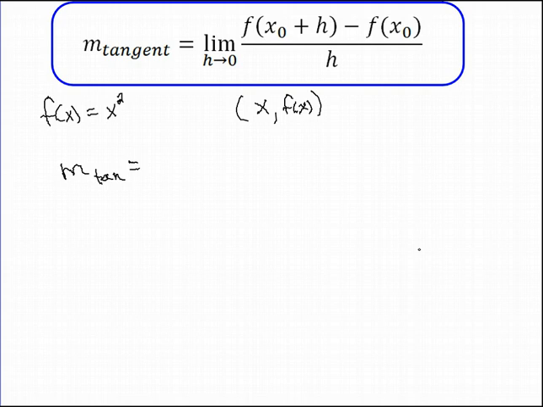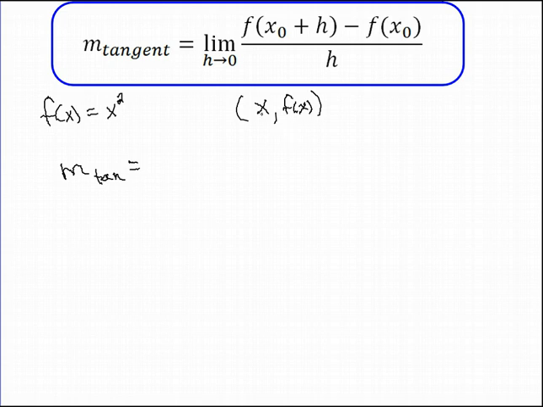Now let's pause for a second and figure out why we would want to do this. Why are we doing this? This will give us a function. At the end, this will give us a function that will tell us the slope at any point along this original function f. So we will actually get a slope function. We're going to define that in a moment. So let's take a look at this.